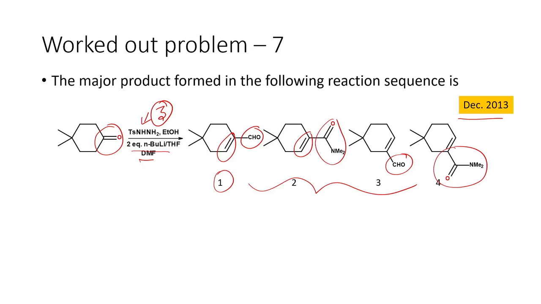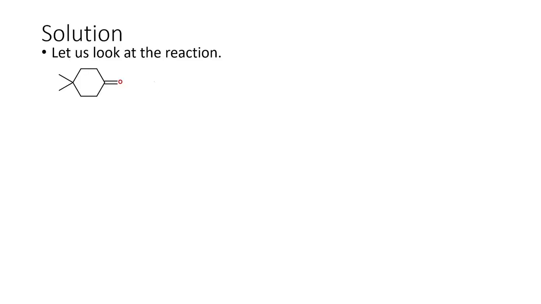We have some clues given here. DMF may generally give an aldehydic product, so maybe options 2 and 4 may not be the right answers. So options 1 and 3 are the only ones we have to figure out. The crucial part is whether the aldehyde is present on the same carbon where the carbonyl group was present, or on the adjacent one. That is the only thing we have to figure out.